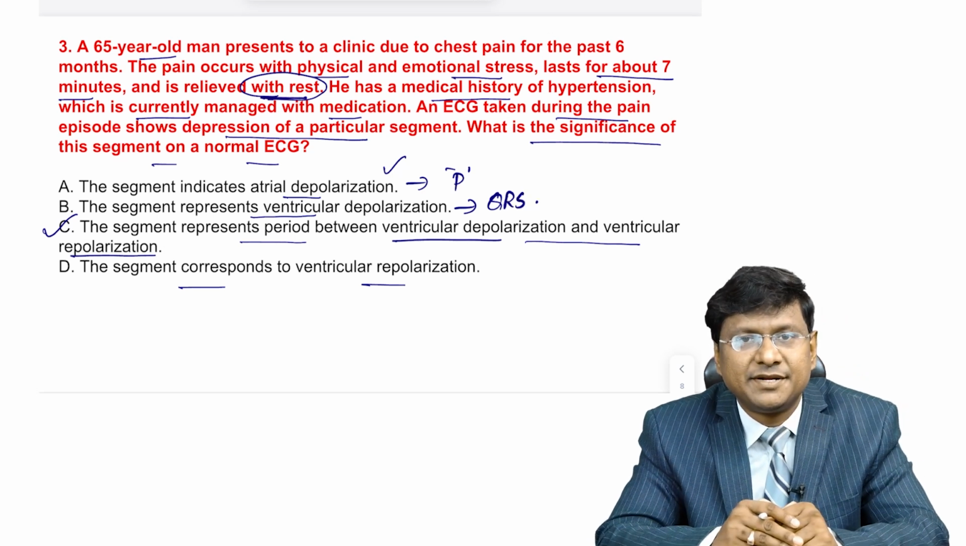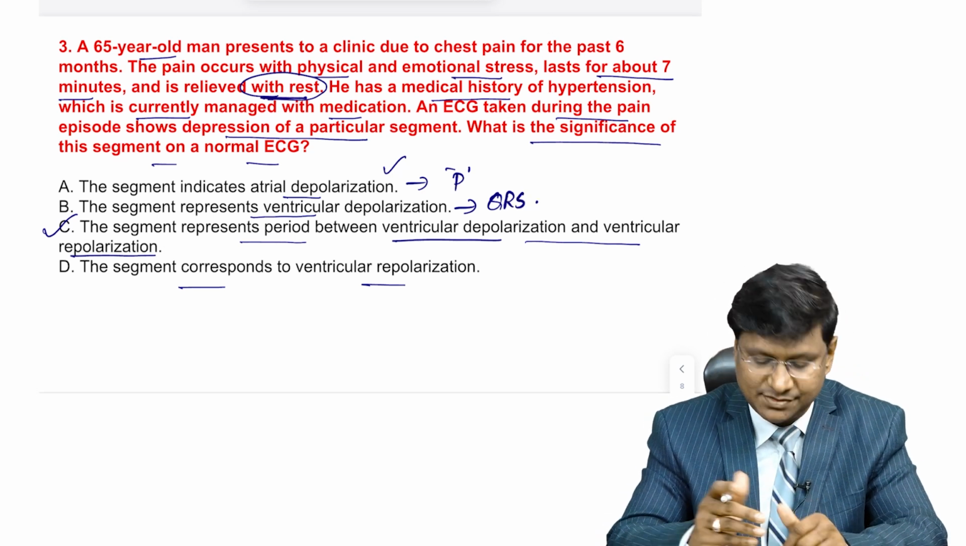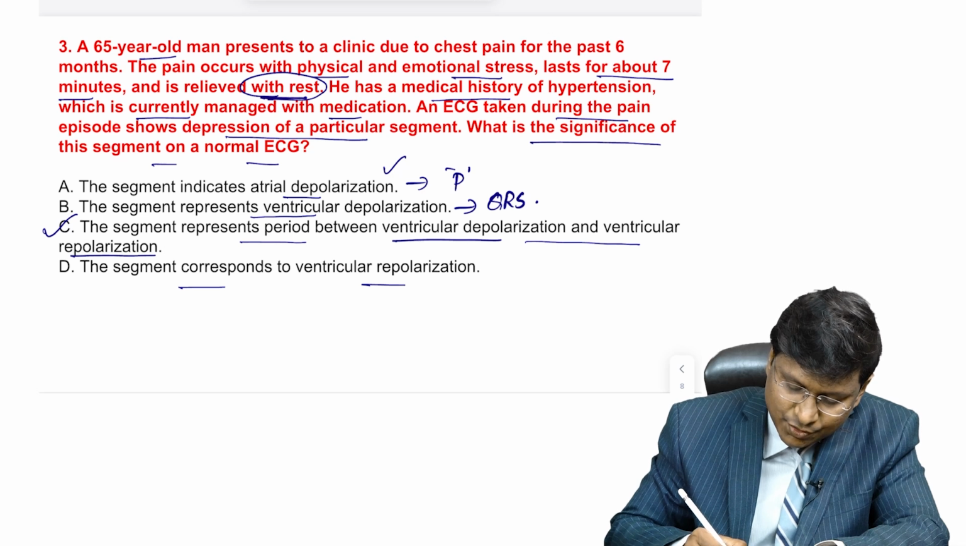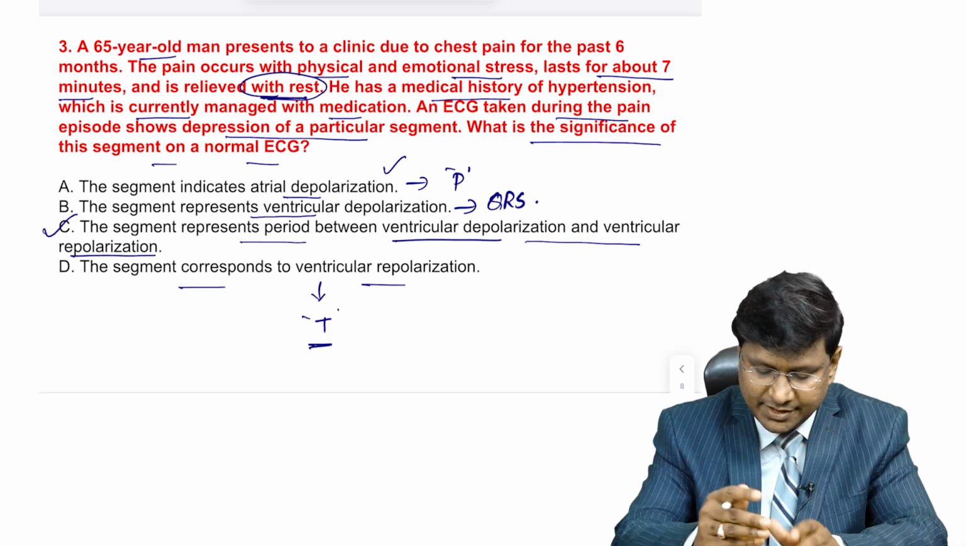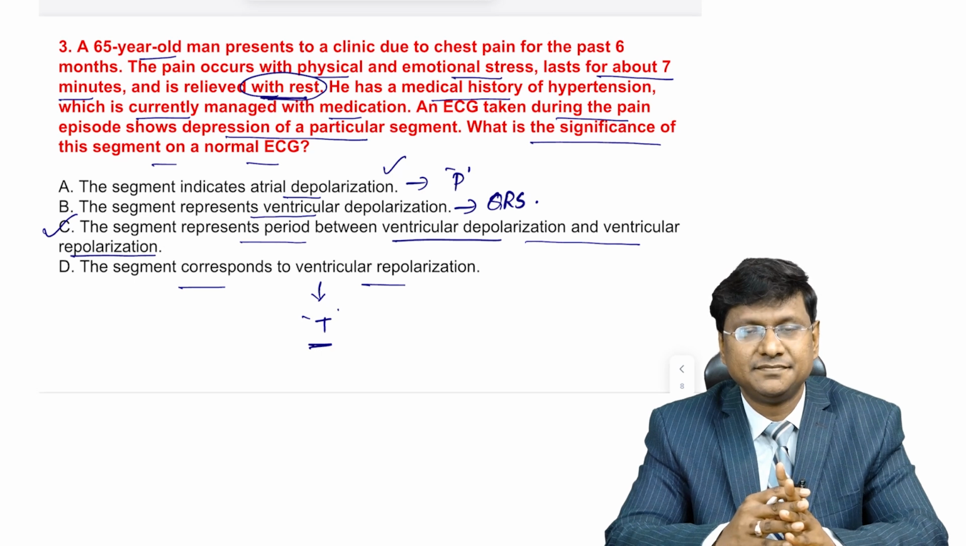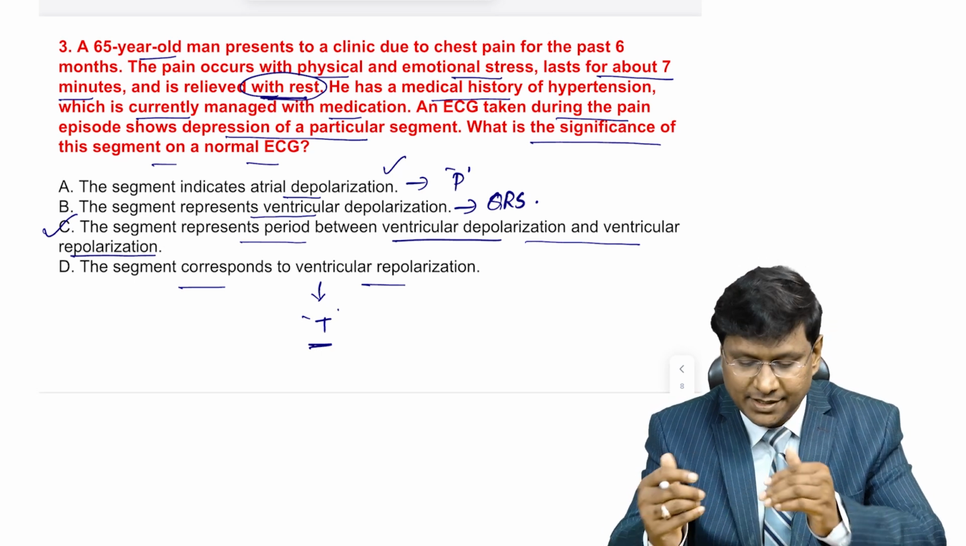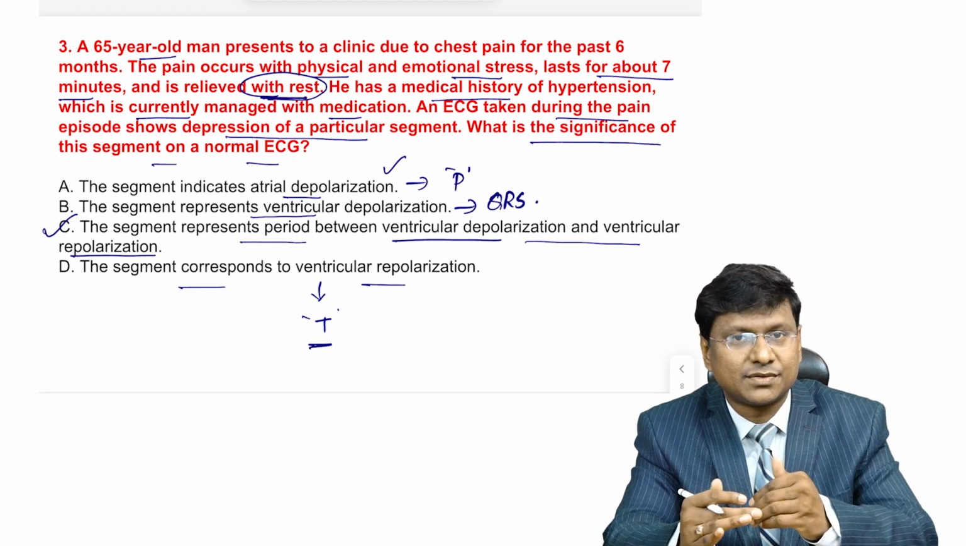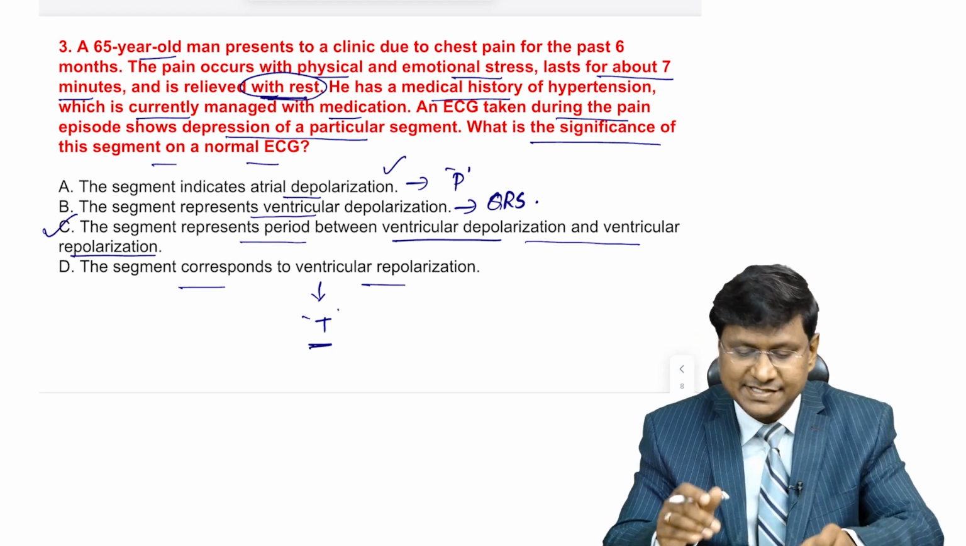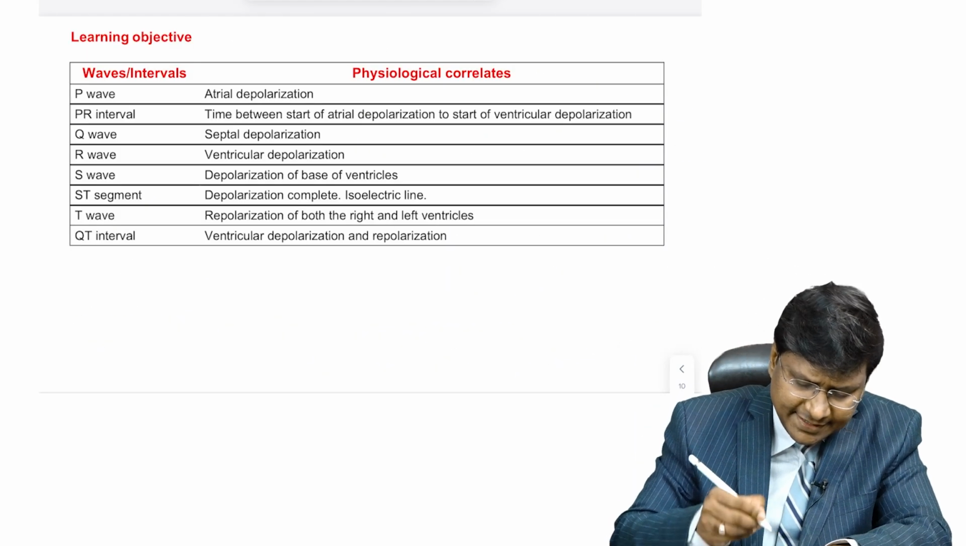Ventricular depolarization is represented by the QRS complex, right? And the ST segment corresponds to ventricular repolarization. Ventricular repolarization corresponds to the T wave, right? Okay, so this is about the waves in the ECG, and I'll show you the table, the P wave.